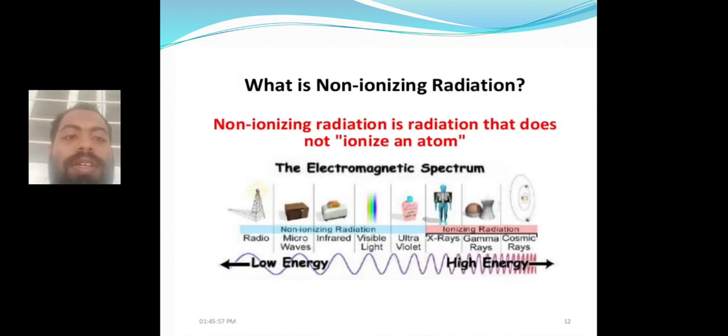What is non-ionizing radiation? Non-ionizing radiation is the radiation that does not ionize an atom. In the electromagnetic spectrum, we can see it starts from radio waves to microwaves, infrared, visible, ultraviolet. All these come under non-ionizing radiation, and for ionizing radiation, it is X-rays, gamma rays, and cosmic rays. Non-ionizing radiation has low frequency, whereas ionizing radiation has high frequency. However, wavelength is low for ionizing radiation, and for non-ionizing, wavelength is large.